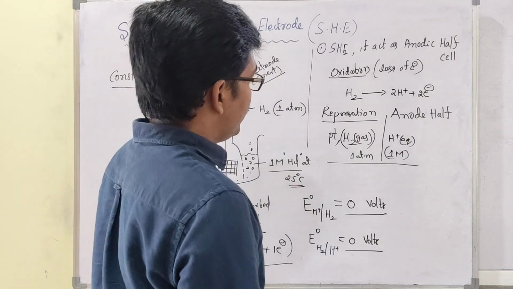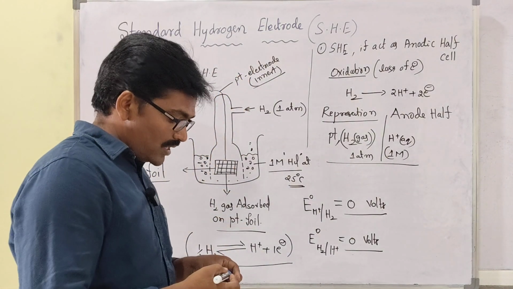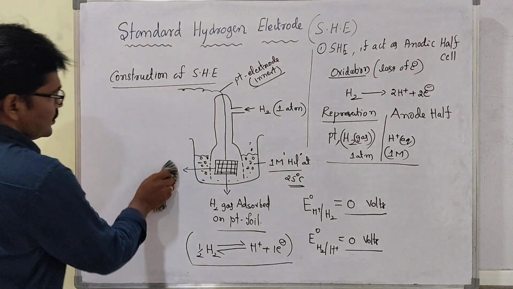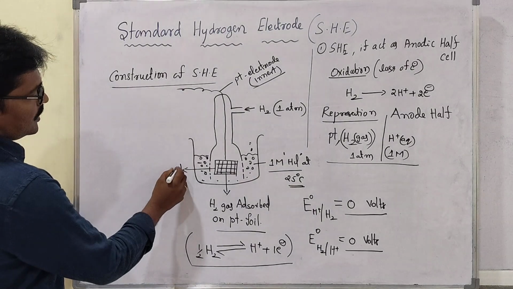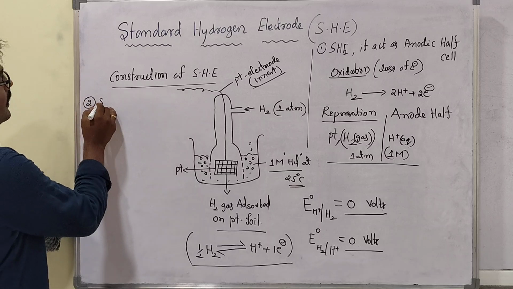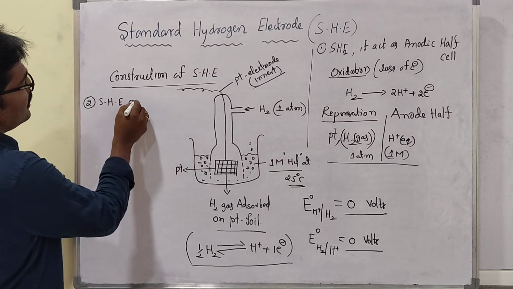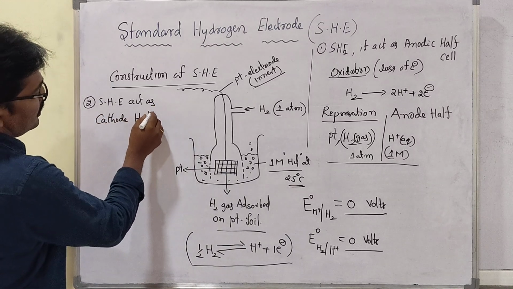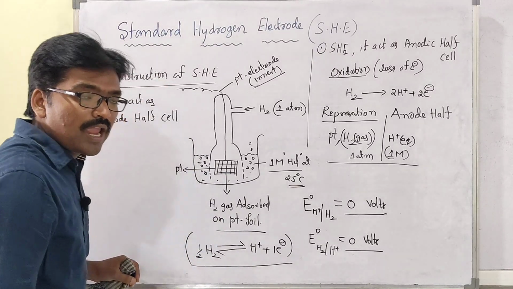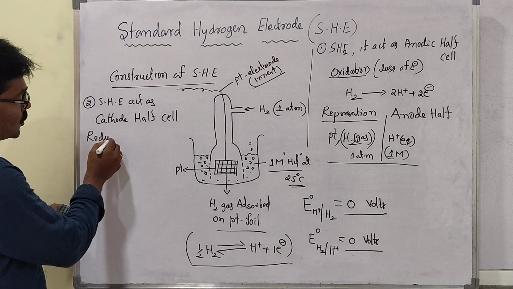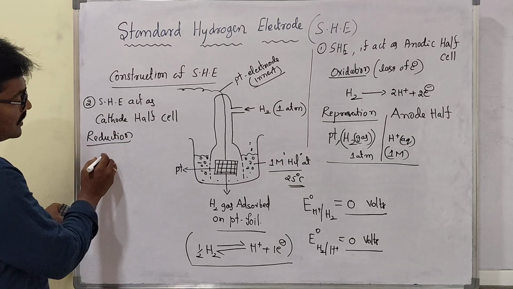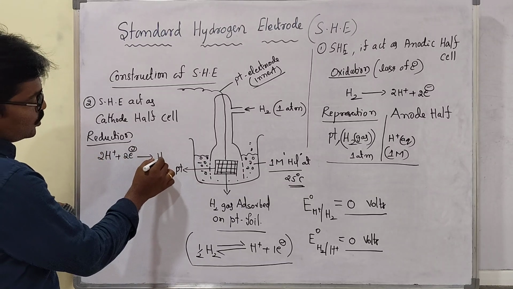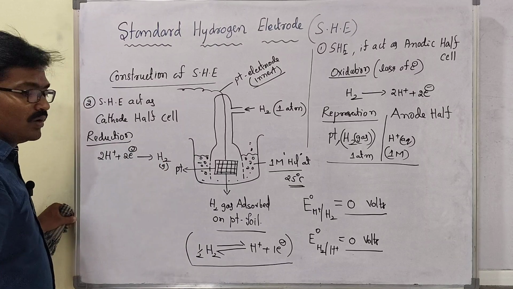Understand all of you, right? Then what about the cathode of the cell? If it works as reduction, how will it be? Look at it, it is a platinum foil, right? So now, in case SHE acts as the cathode of the cell, what happens? Reduction takes place. Reduction means gain of electrons. So 2H plus ions by taking 2 electrons can be converted into hydrogen gas, right? Hydrogen gas. Okay, clear?